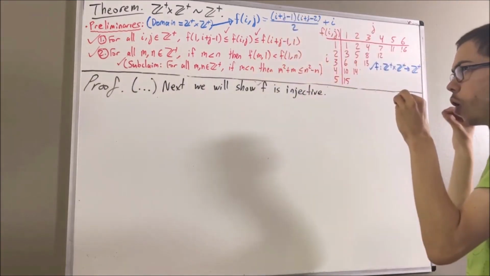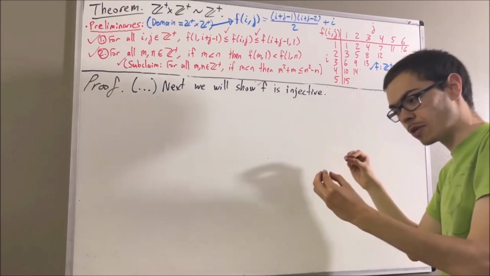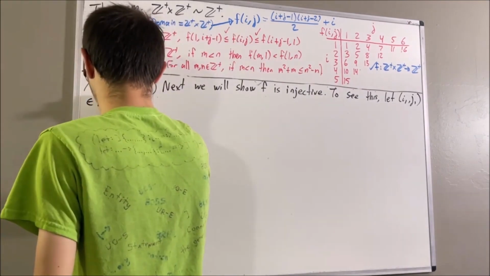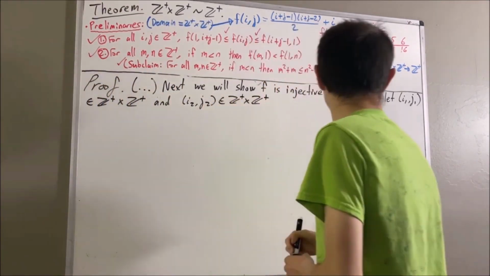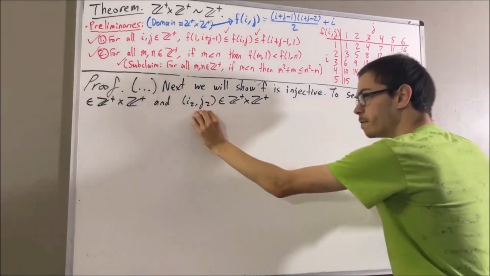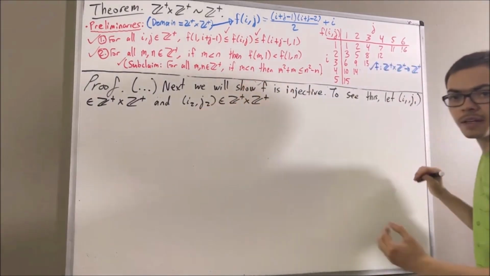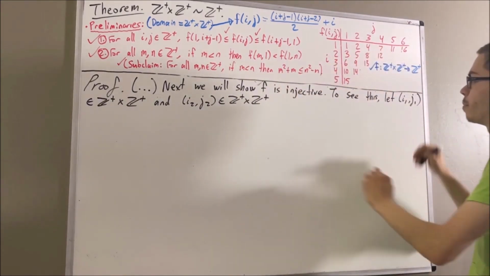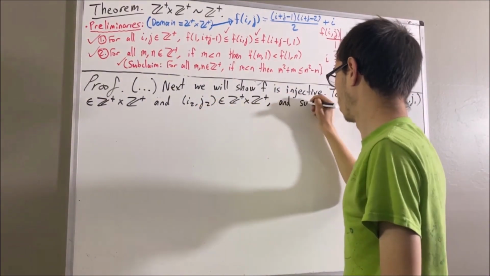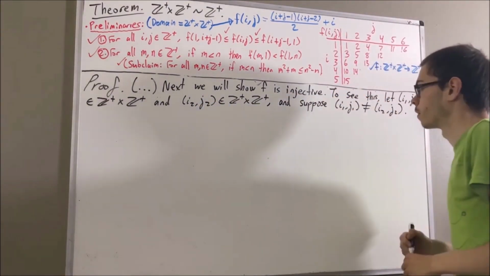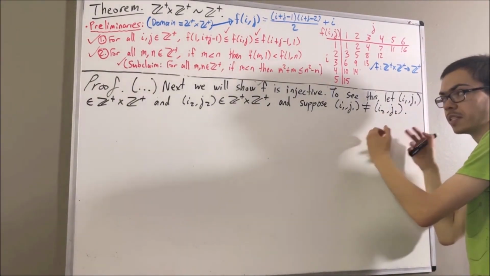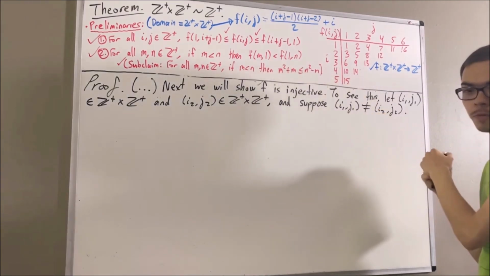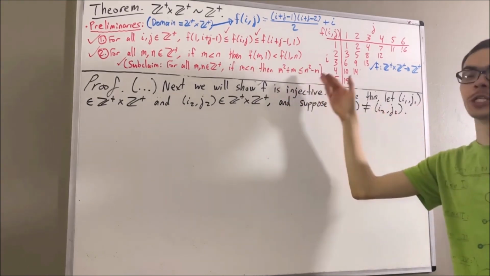So give me any two ordered pairs of positive integers, i1, j1 and i2, j2. And from here, we want to show that if these two ordered pairs are distinct, then the output values they yield to the function f are distinct. So let's suppose that these ordered pairs are distinct. And our whole goal at this point is to prove f of i1, j1 is not equal to f of i2, j2. If we can prove that, that proves f is injective.